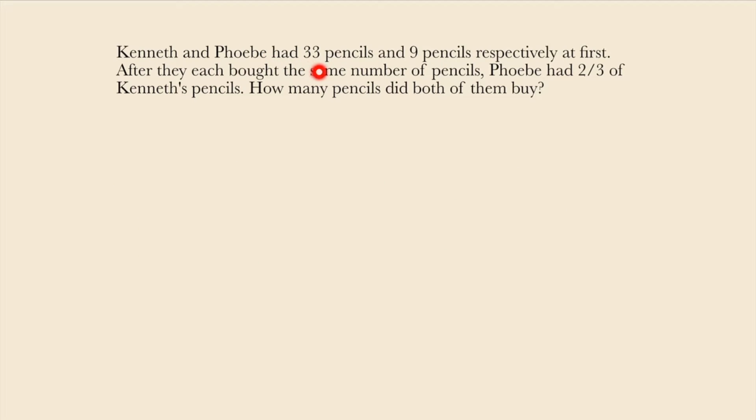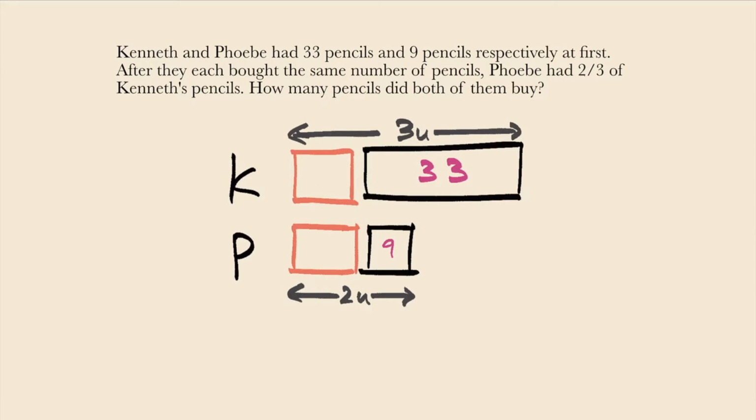Kenneth and Phoebe had 33 pencils and 9 respectively at first. They each bought the same number. So here we have the same quantity added to the share of these two. So 33 for K and 9 for P, same quantity added, and I usually again do it on the left. Next, Phoebe had 2/3. Now, this actually means Phoebe had 2 units and 3 units for Kenneth.